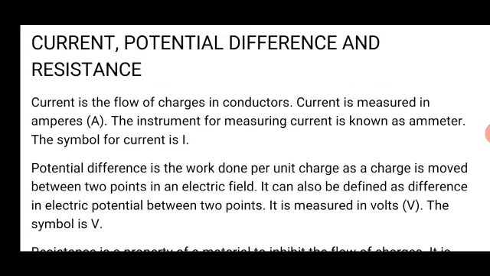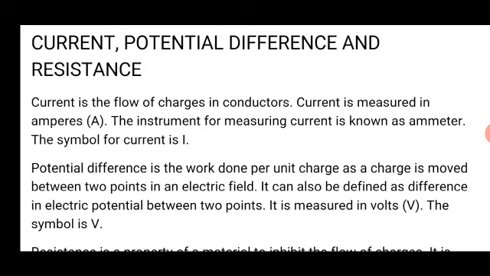My dear students, today we shall continue our discussion on electrical energy. The subtopic for today is current, potential difference and resistance.